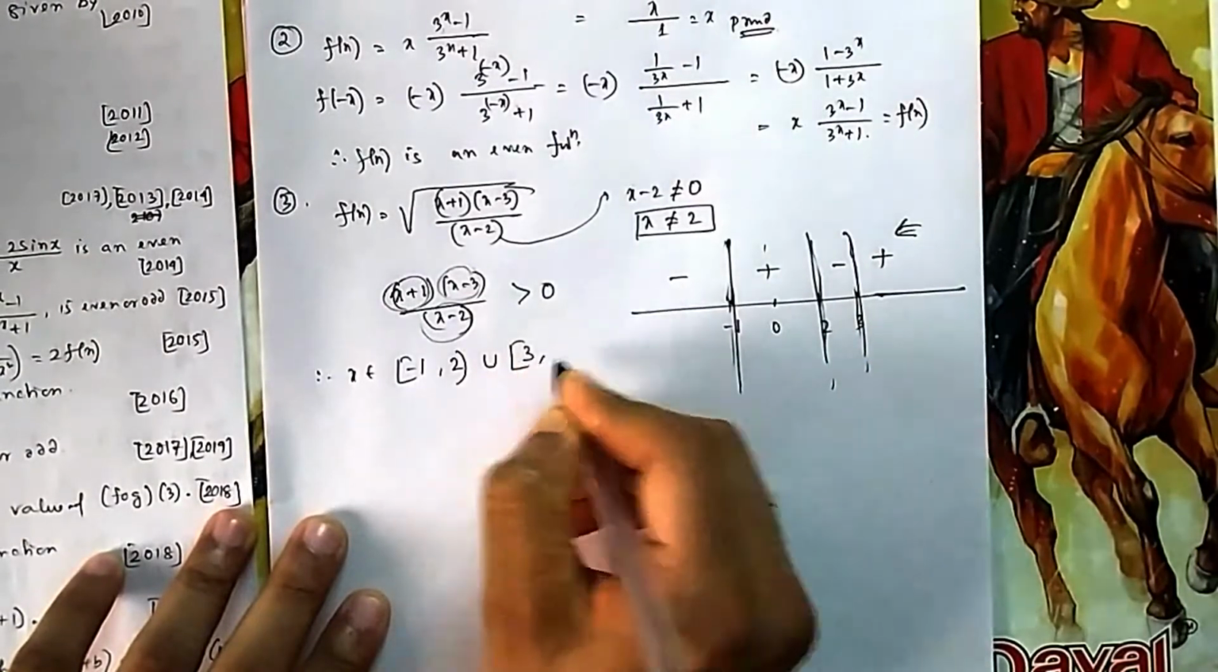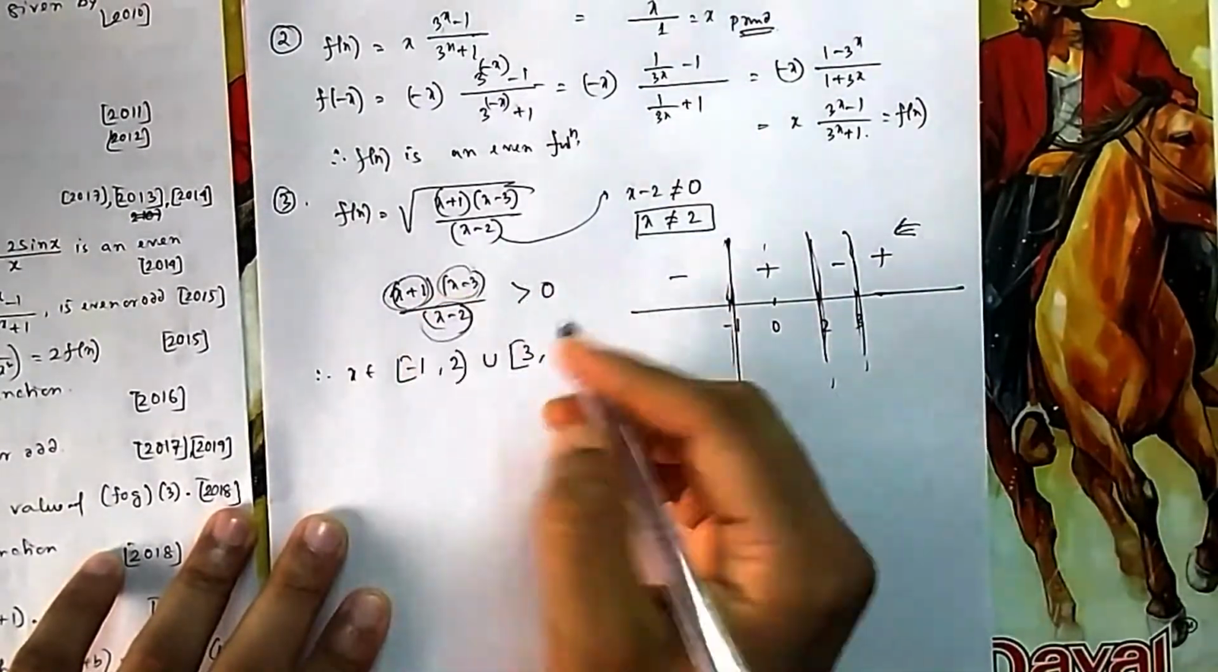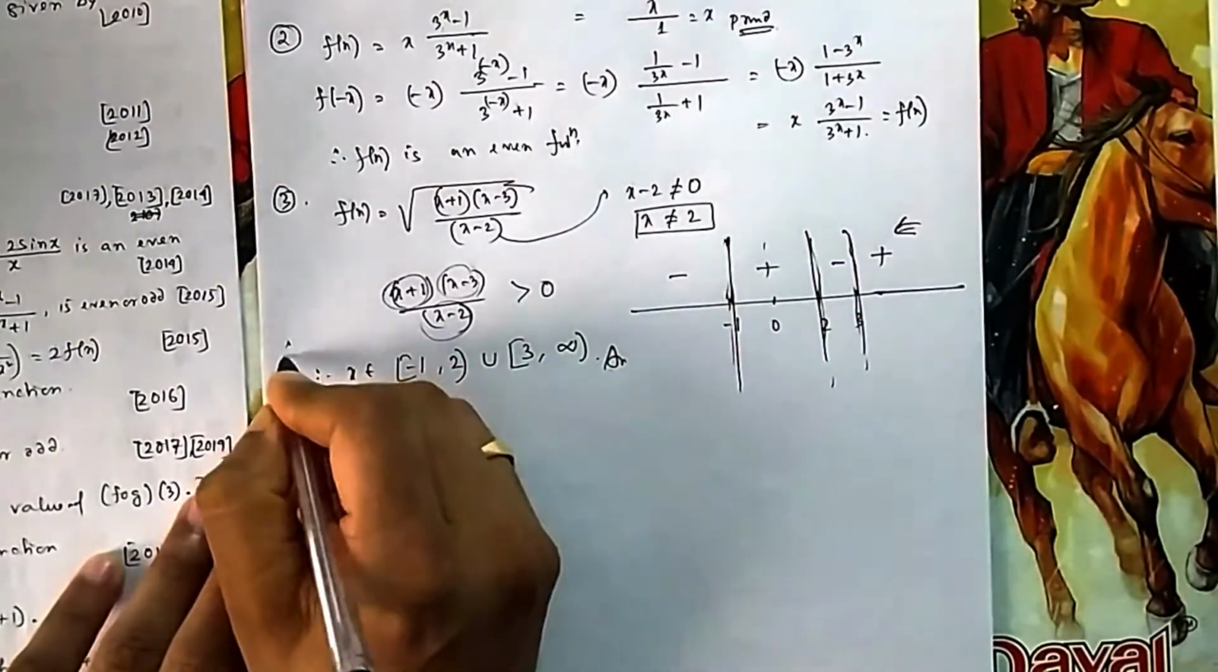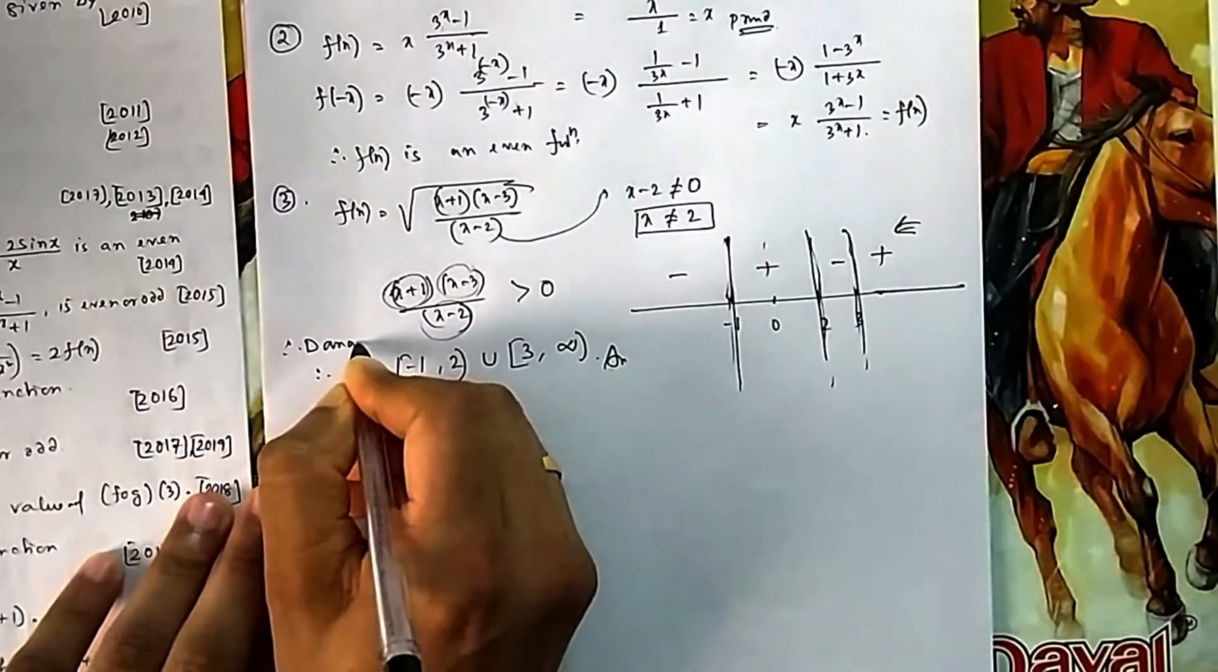It can be 3, because at 3 it will be 0, root 0 is possible, so it is this one. So this is the answer. Therefore the domain is equal to this one.